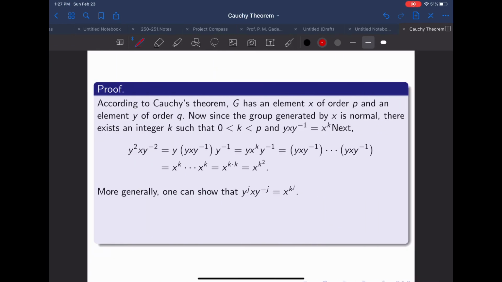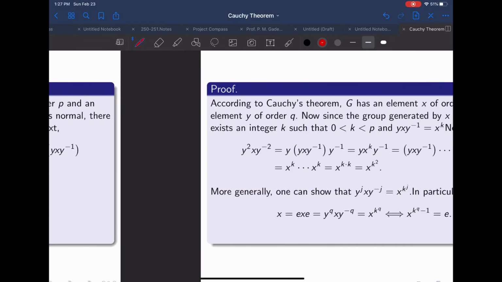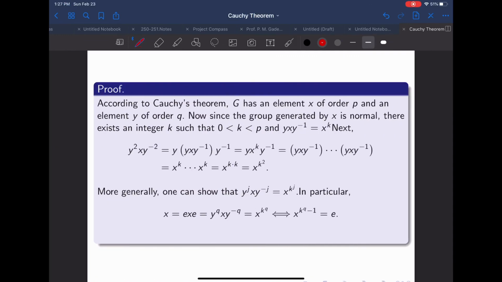Okay, and more generally, for any integer j, it'll be the case that y^j x y^(-j) is x^(k^j). Now, in particular, if we write x as x^e, and because y is of order q, then this will be y^q x y^(-q), which will then be x^(k^q).